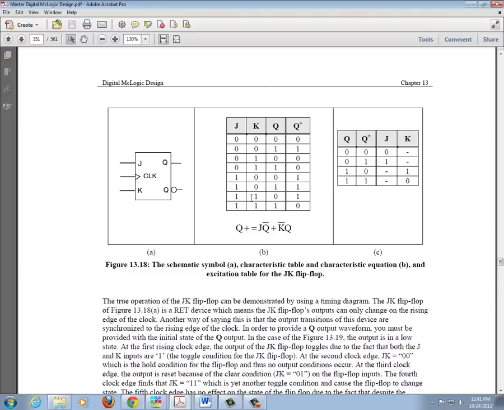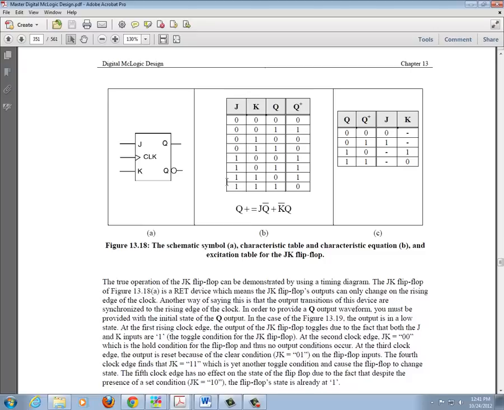And then we have the 1, 1 condition, and if you recall in the SR latch this was a forbidden condition, but in the JK flip-flop this is the toggle condition. So this is the condition that then acts just like the T flip-flop, where Q next state becomes whatever Q wasn't, so it toggles Q.